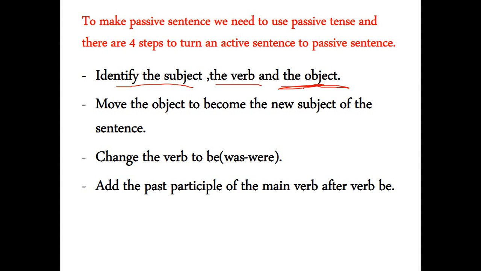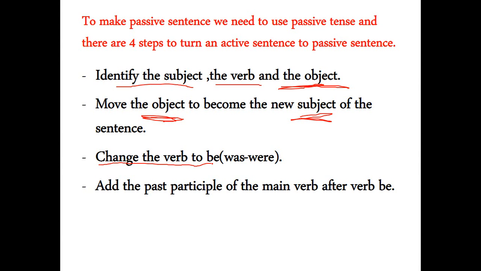The room was cleaned. So move the object. We have to change the place of the object. Do not forget, move the object to become the new subject of the sentence. We have to change the place of the object to the subject of the sentence. And change the verb to be. For example, if we have is, you have to make it was. If you have are, you have to make it were.